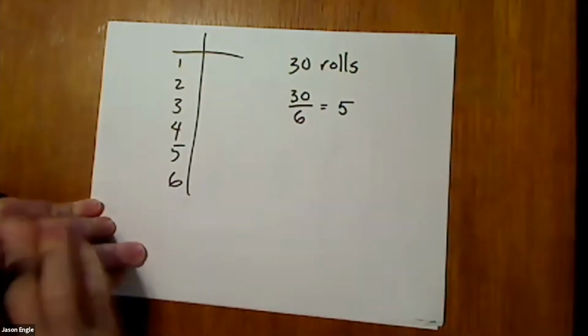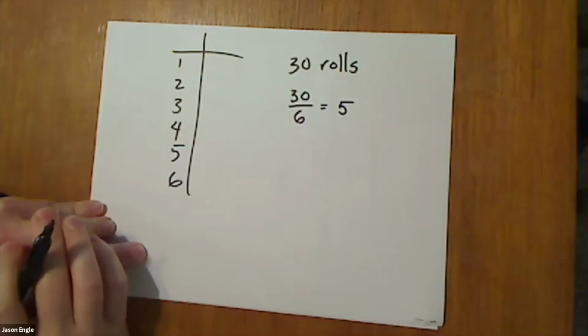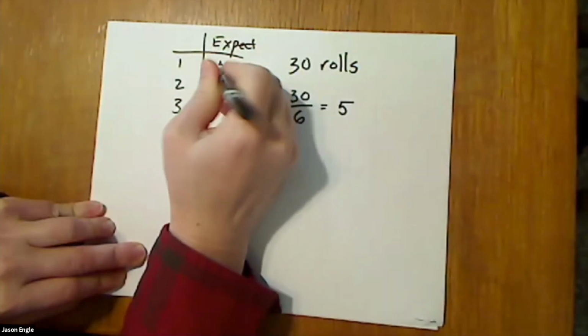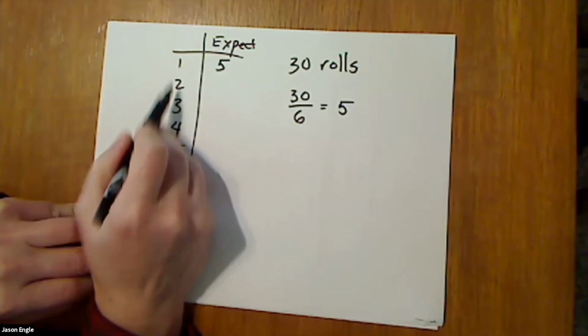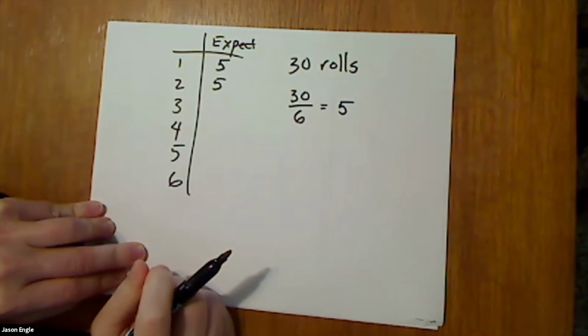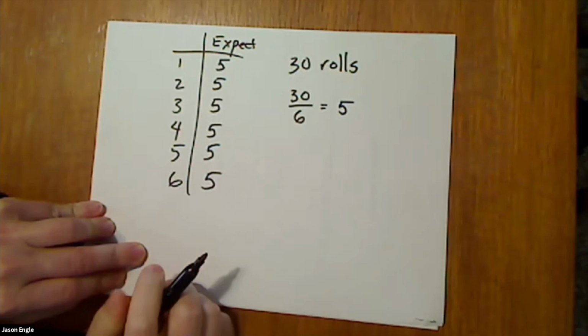And if you take 30 divided by 6, you get 5. You still with me? So I would expect five ones. And because there's an equal probability of getting a 2 as there is of getting a 1, I would expect 5 twos as well. In fact, I would expect about 5 of each of those numbers. Does that make sense?